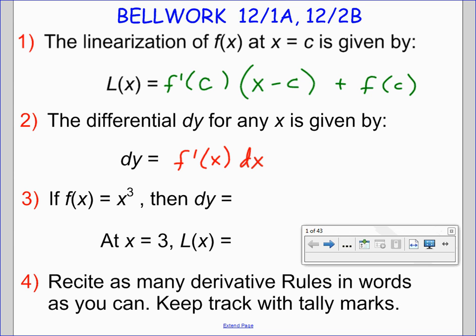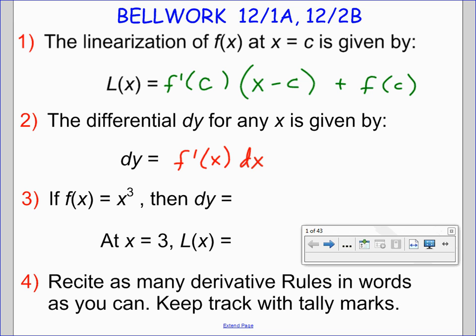Dy is different, however, than delta y. Delta y represents the exact change in function values as you scoot over delta x units, versus dy is my predicted change in y values using the tangent line or my linearization. So there's a distinct connection between dy and delta y and L of x, right? Dy is my predicted change in the y values based on my linearization. So this is a very small change in y based on a very small change in x.